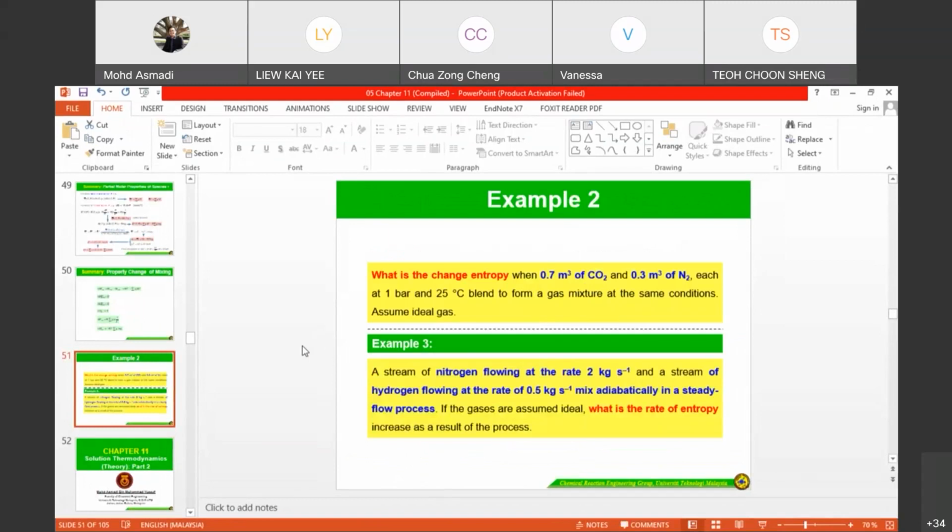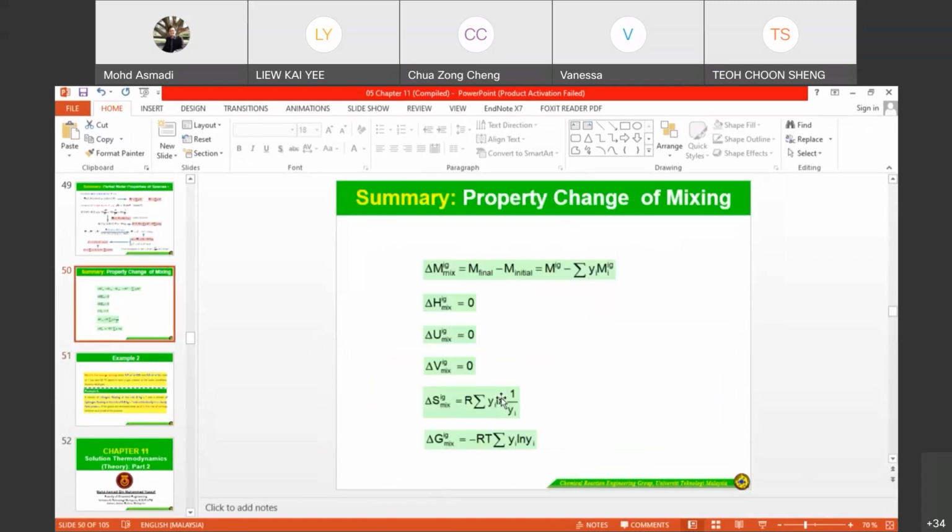Okay, so the equation that you have to use is this one. Can you calculate?